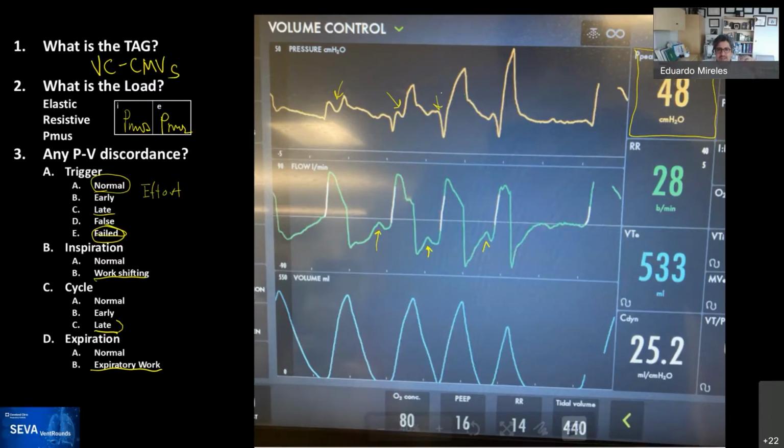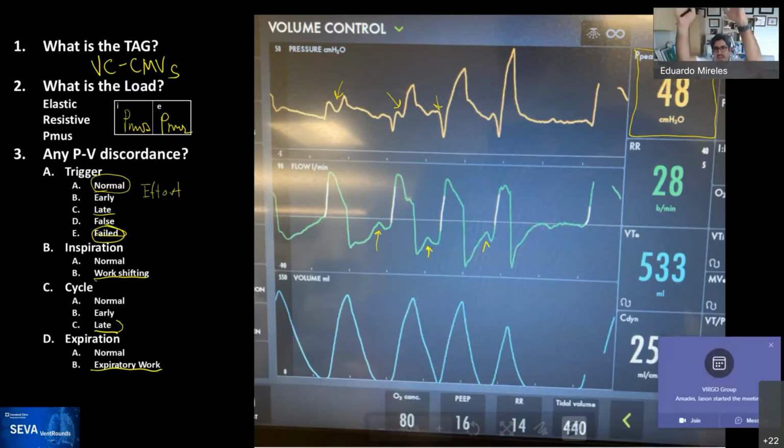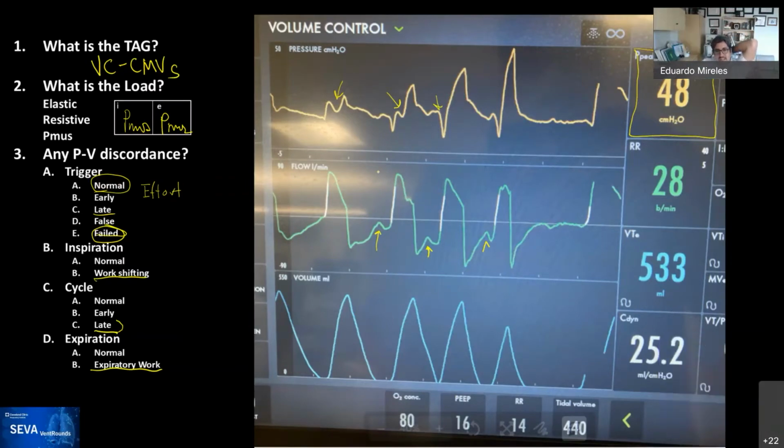So now the patient is going from inspiration to expiration, and the ventilator is not letting them out, so the pressure goes up until it triggers, and then the patient exhales. With all that increased pressure, the flow when it exhales is going to be higher than what you're seeing. So it's triggering and then going directly into expiration, and you get that expiratory effort. So I think that in this case, it looks like late cycle.